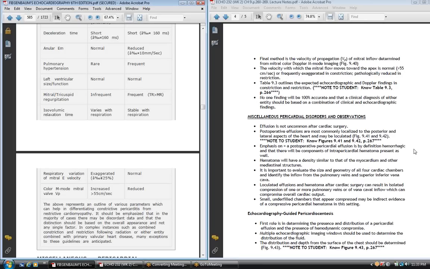So moving on, miscellaneous pericardial disorders and observations. Effusions are not uncommon after cardiac surgery. Typically, you'll have a patient after cardiac surgery and they'll want you to do subsequent echoes every few days to see if the effusion is going away or if it's growing. Postoperative effusions are most commonly localized to the posterior and lateral aspects of the heart and may be loculated. Let's go look at figure 9-41.